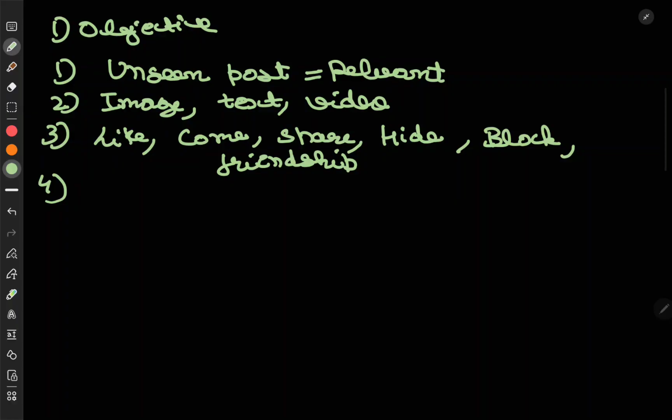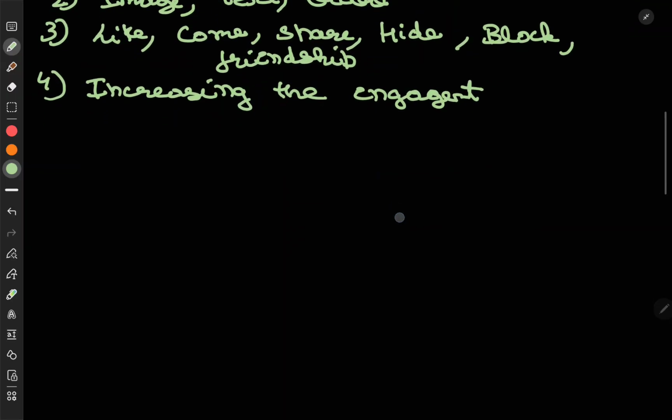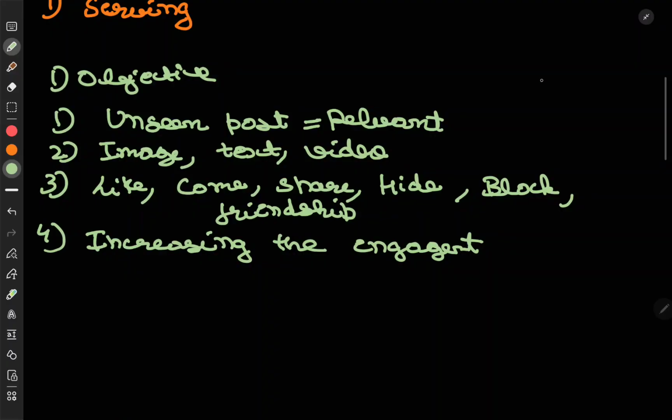Fourth is that we also need to make sure that we increase the engagement on the platform. So if today there are X number of users on the platform, and they are using the platform for, let's say, Y hours, we need to increase the engagement, which means we need to make sure that they use it for more hours, so they spend more time on it. So we need to make sure we are increasing the engagement. And this is the major objective that we are going to cover.